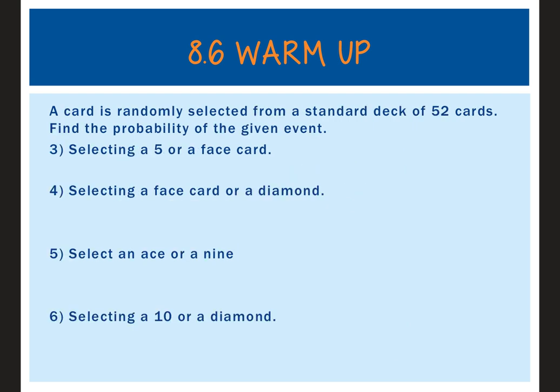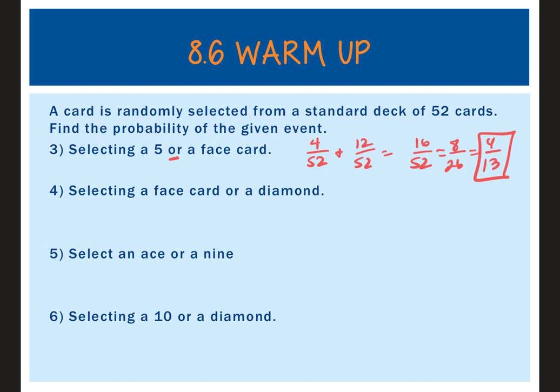All right, second slide. A card is randomly selected from a standard deck of 52 cards. Find the probability of the event. Number 3, these are all also or statements, right? 3 says selecting a 5 or a face card. Is it possible for it to be a 5 and a face card? No. So probability that it's a 5 would be 4 out of 52 plus the probability that it's a face card. How many face cards are there? 12 out of 52. So I get 16 out of 52. I could keep reducing this. 26, 4/13 is where it goes.